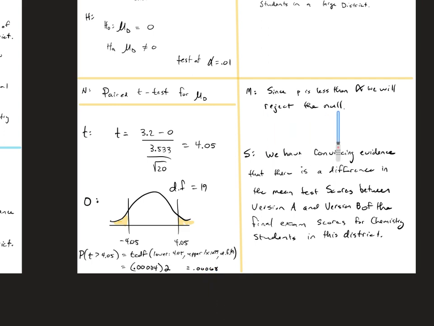Okay, since p is less than alpha, we will reject the null. I did not write in here comparing it, so I would say, since p is less than alpha, 0.00068 is less than 0.01. So now, summarize in context, we have convincing evidence that there is a difference in the mean test scores between version A and version B of the final exam scores for chemistry students in the district. This is consistent with the confidence interval that I constructed in the first example.